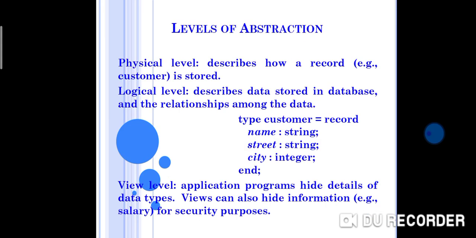Now we will see the topic of levels of abstraction, that is, a view of data in a database management system. Abstraction is one of the main features of a database system. It hides irrelevant details from the user and provides an abstract view of data to the user, which helps in easy and efficient user database interactions also.